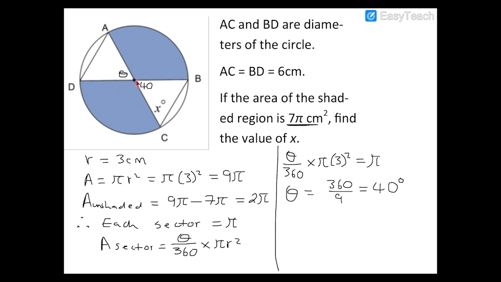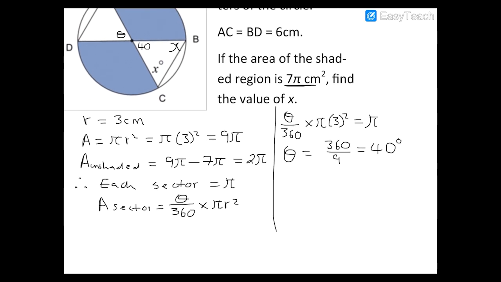But because we know that this is a radius, this is also a radius, this triangle here is actually isosceles, meaning this angle here at B should also be x. Now, using the sum of angles in a triangle, we can say 180 is equal to 2x plus 40, and then 2x will be equal to 140. So x will be equal to 70 degrees. Beautiful question.